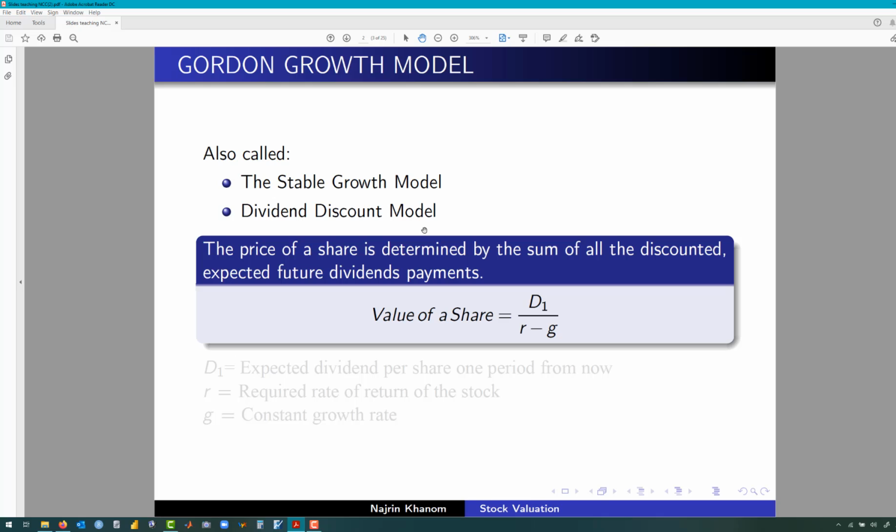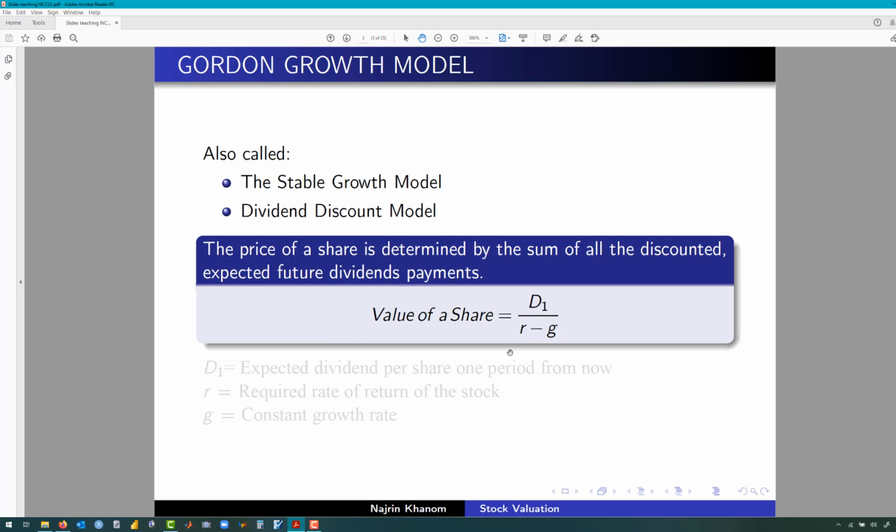What is unique about the Gordon growth model is that it assumes that there is a constant growth rate till perpetuity. So there is a perpetual growth rate, or the growth rate goes on till infinity, and it is constant. So it's also called the stable growth model. That means you have a stable growth rate for a long period of time. It is part of the dividend discount model family.